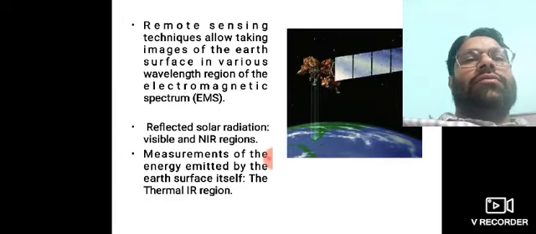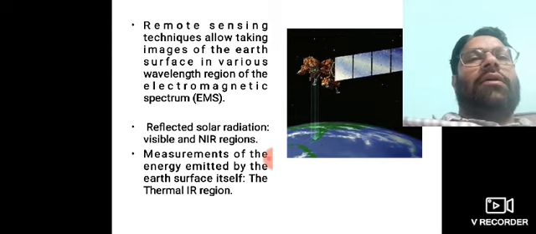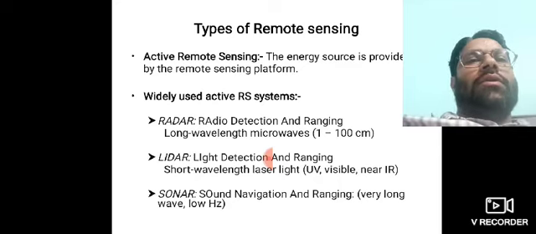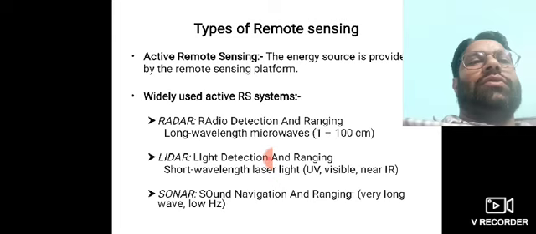Remote sensing techniques allow us to take images of Earth's surface in various wavelengths of the electromagnetic spectrum. It could be the visible region, it could be the near infrared or thermal infrared region. There are two types of remote sensing basically based on the energy source used. One is active remote sensing, where the platform uses its own source of energy. The widely used active remote sensing systems are radar, lidar, and sonar.